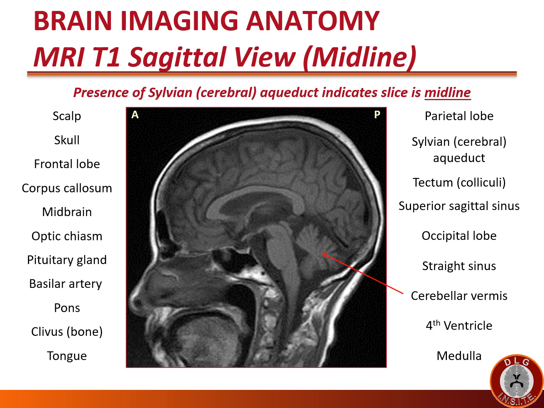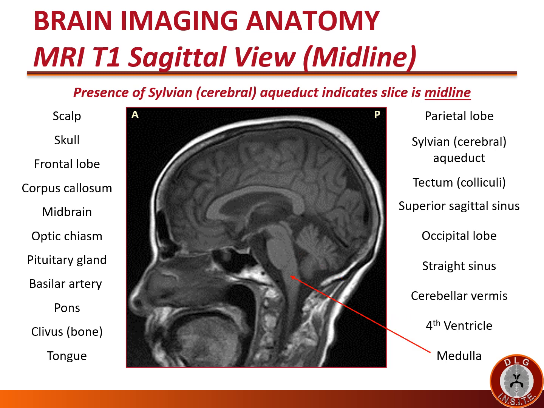The cerebellum lies inferior to the occiput, straight sinus, and tentorium cerebelli, and posterior to the fourth ventricle and pons. The midline cerebellum is called the cerebellar vermis. On T1 images, CSF is black, and here this triangular shaped CSF structure anterior to the cerebellum and posterior to the pons is the fourth ventricle.